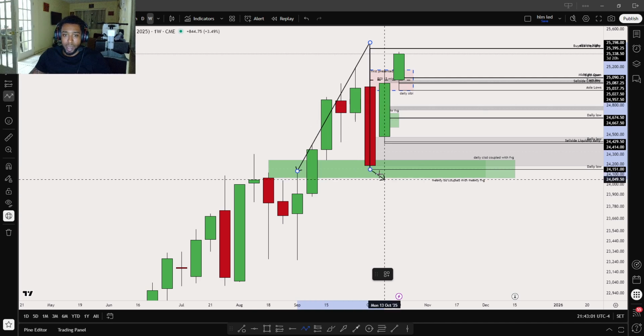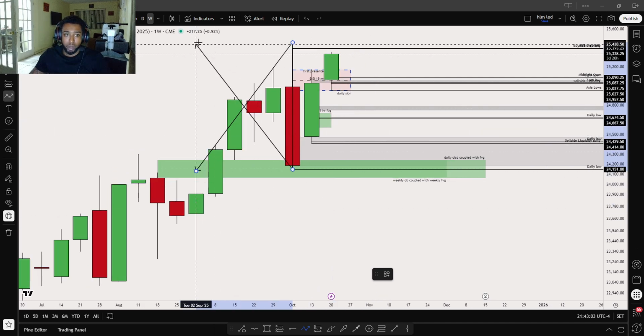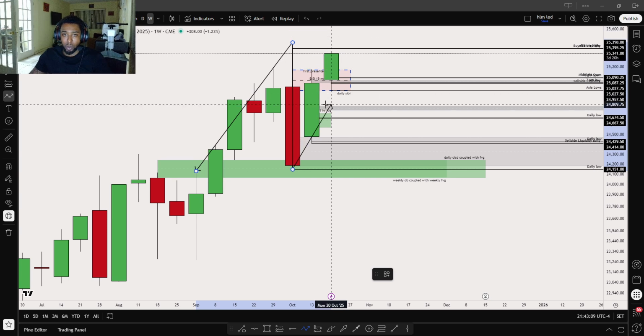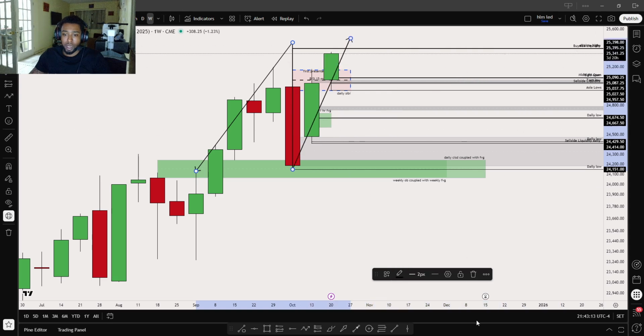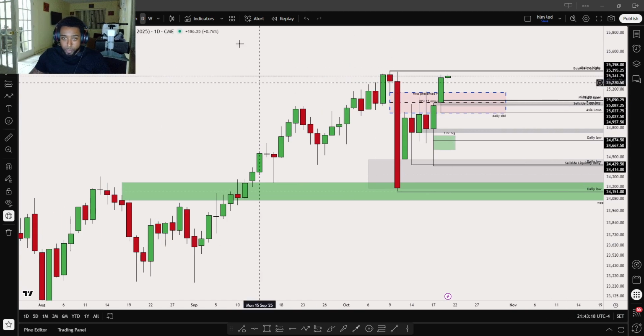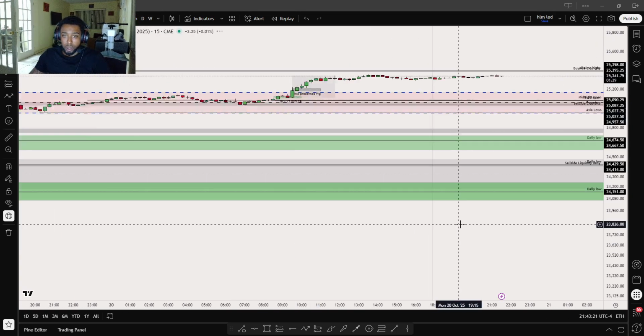So it tapped into a higher time frame PD array, which is a weekly fair value gap coupled with this weekly change in state, aka order block. And you see how it expanded away, right? So I'm expecting it to come take these all-time highs. That's what I was expecting for the morning session of today.